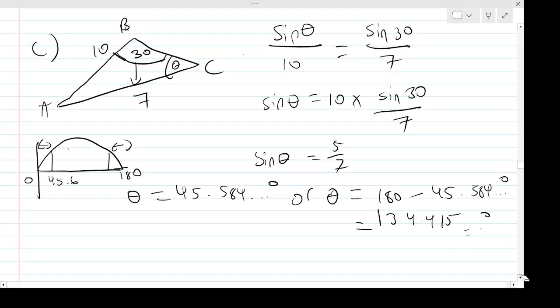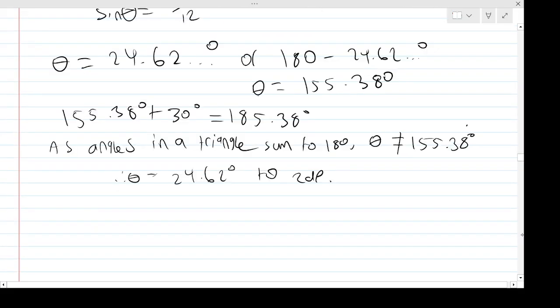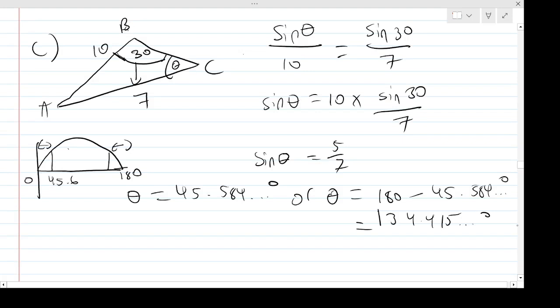Right, and obviously I should always check if this is a plausible solution. Now, spoiler alert, it's going to be correct because it's asking for two possible values, so they're both going to be correct. I could leave it there if I'm a little bit careless, but I know I'm kind of right because the question asked for two values and I got two values. But to confirm to myself it's true, if I check by adding this 134.42 to this other angle in the triangle, 30, that will get me 164.42. So that's clearly less than 180, so that would be fine.